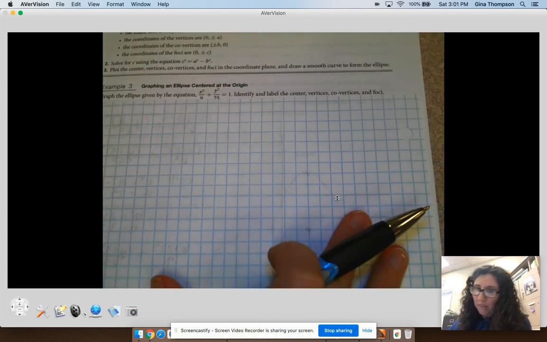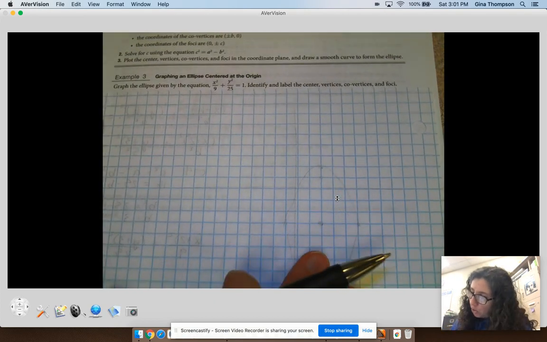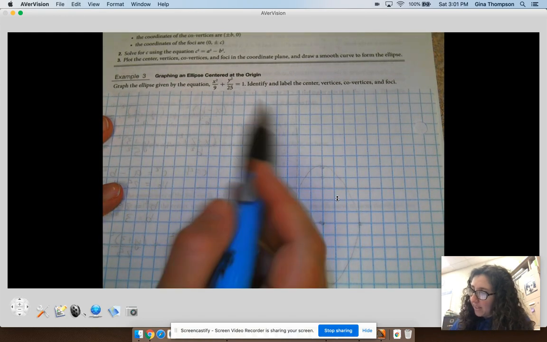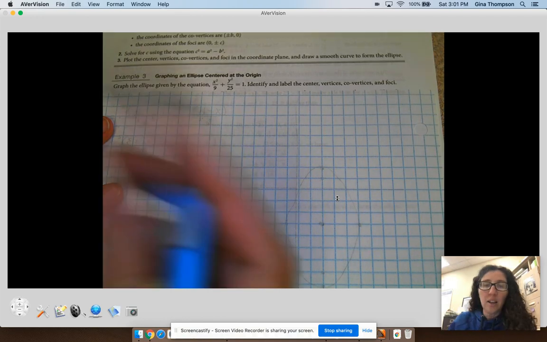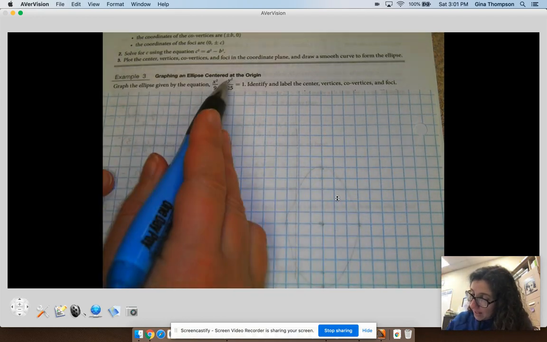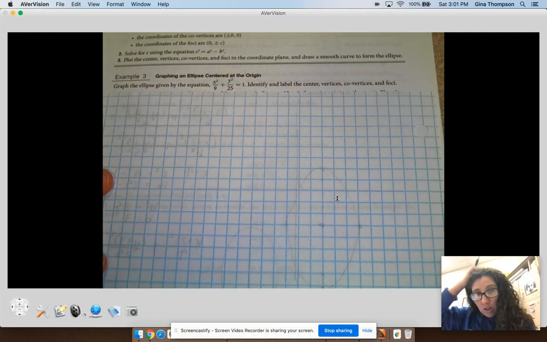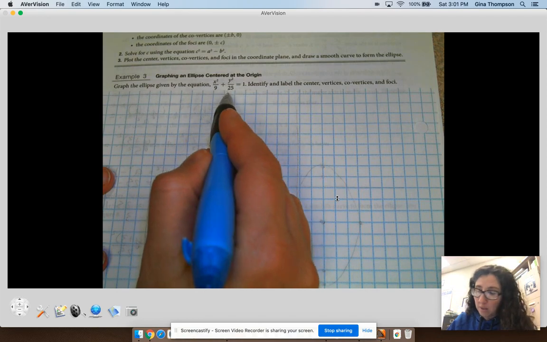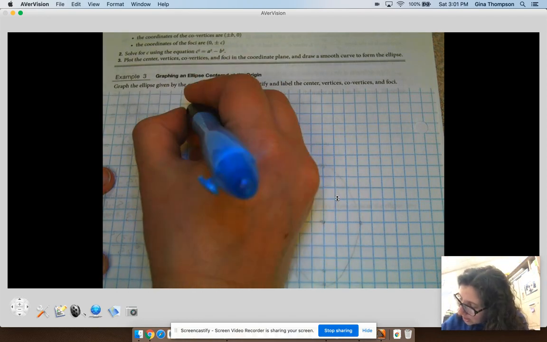All right, graph an ellipse centered at the origin. So graph the ellipse given by this equation. Identify and label the center, vertices, co-vertices, and foci. All right. Well, like they said, we can see that it's centered at the origin, and we can see the major axis is going to be y, because this is the bigger number. So let's get going here.